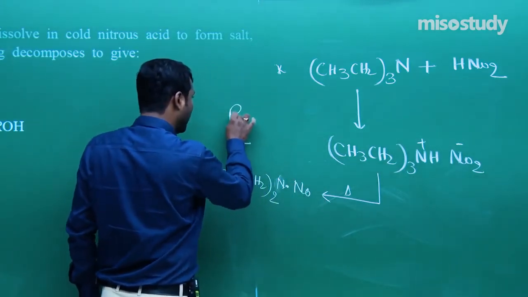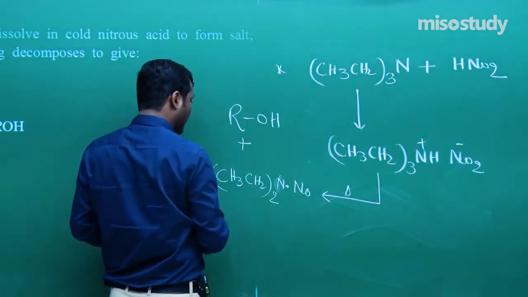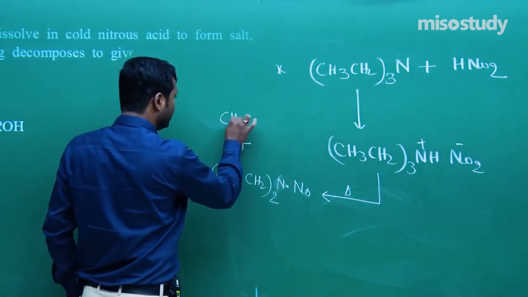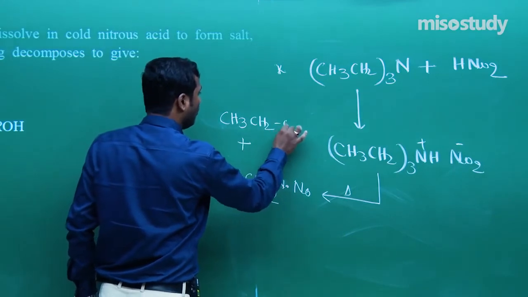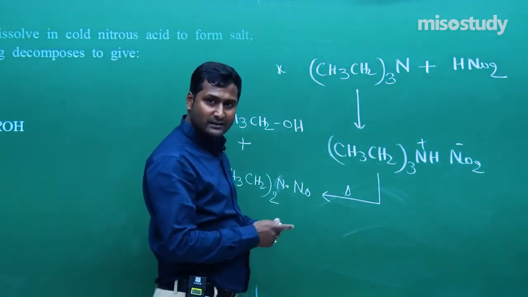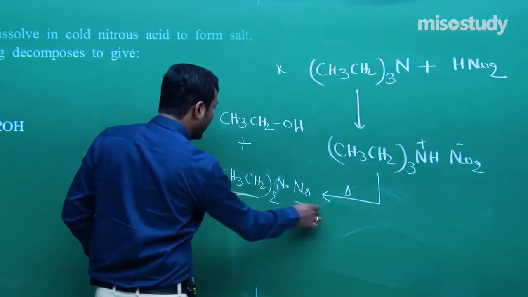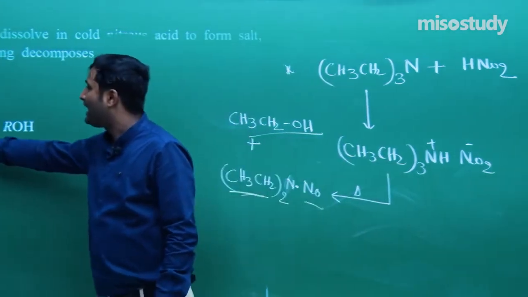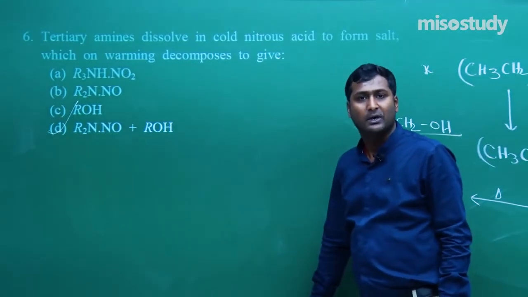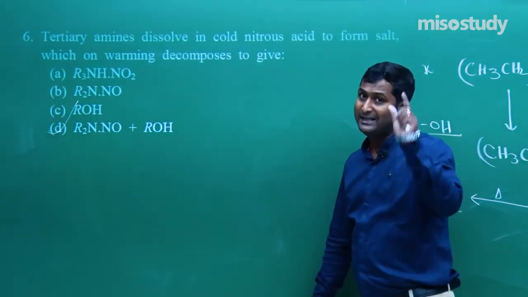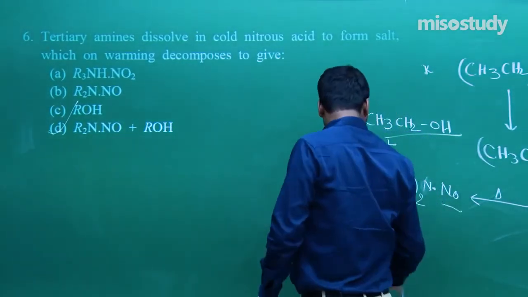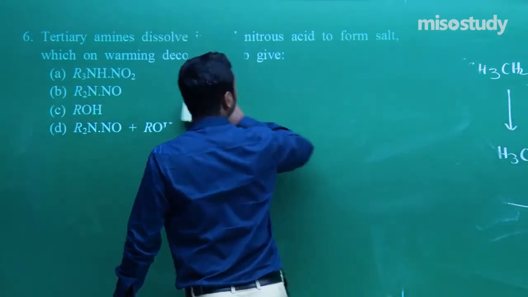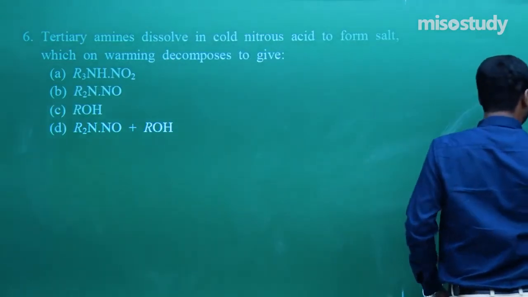Plus ROH. Here R we have to put as CH3CH2, so CH3CH2OH. So the products in this case are R2N-NO and ROH. So for question number 6 we can say D is the correct option. Now friend, I'm going to rub this part and we'll discuss the next one. Wait for a moment, give me a few seconds.